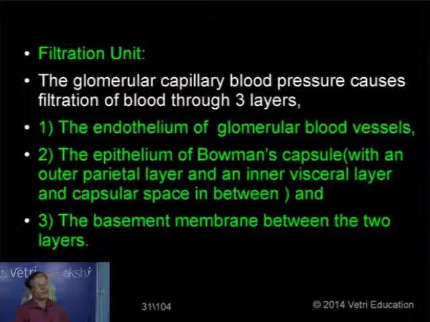Namely the outer parietal epithelium and the inner visceral epithelium, in between which there is a space called the capsular space. And the last one, the basement membrane, a membrane that is formed between the endothelium and the epithelium of Bowman's capsule. All these together constitute what is called the filtration unit, because through it the various materials are filtered out.